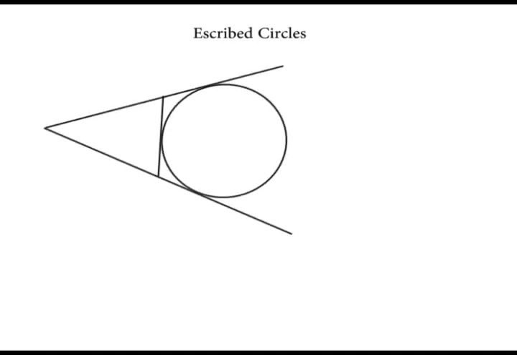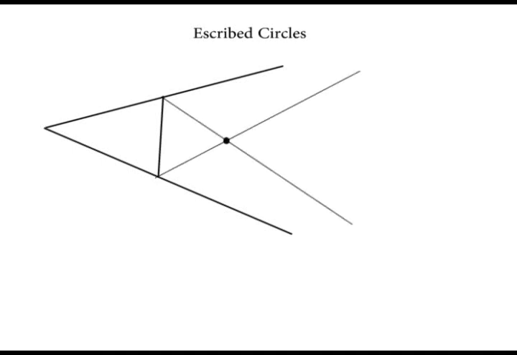Finally, ascribed circles. An ascribed circle is one that touches the outside of one side of a triangle and the other two sides when they are extended. To construct an ascribed circle, we bisect the two exterior angles. The point of intersection of the two bisectors is the center of the ascribed circle.